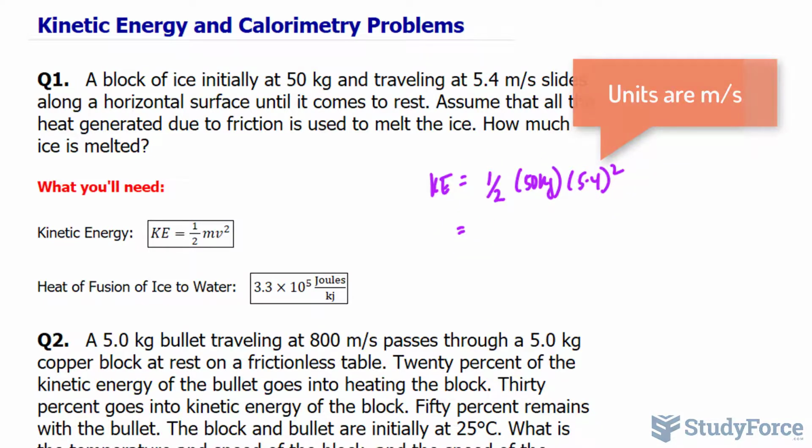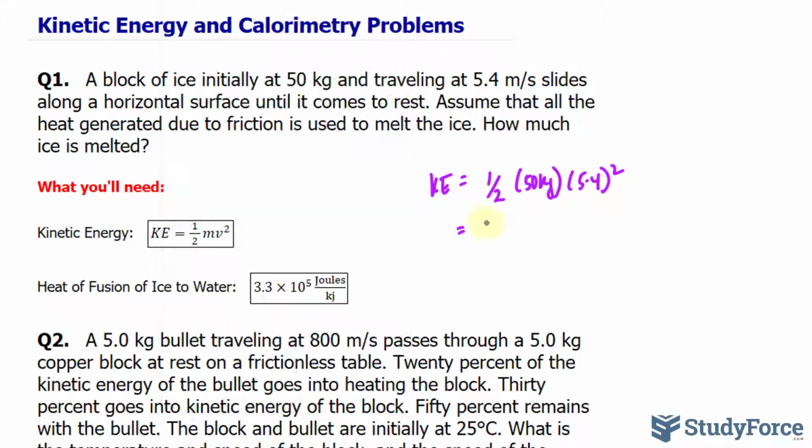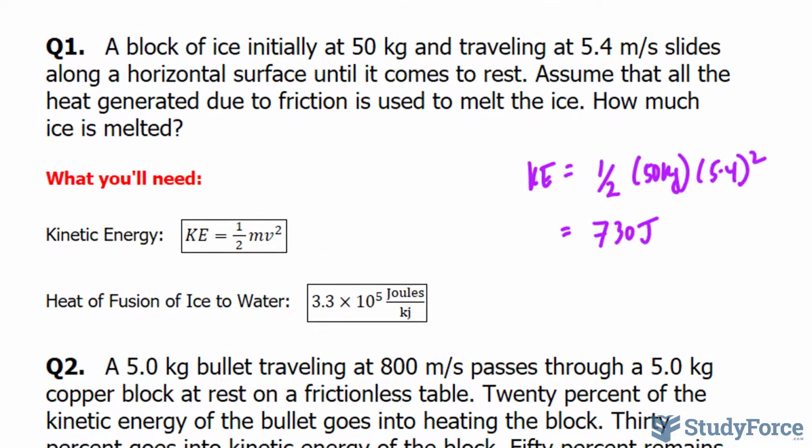We can find out how much this is using our calculator. 0.5 times 50 times 5.4 to the power of 2. We end up with 729, which I'll round to 730 joules. Now all this energy is going to go into converting that ice to water. So there's a phase change there, and we'll be using the heat of fusion constant underneath, being 3.3 times 10 to the power of 5 joules per kilogram. That unit should be in kilograms.